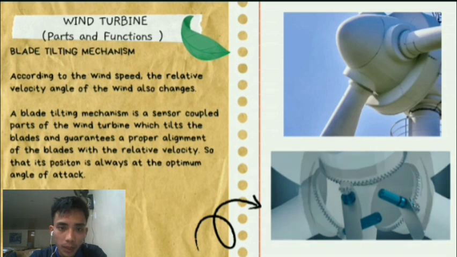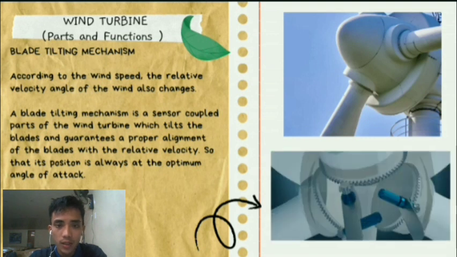So there are two main types of blade tilting mechanisms. So ano po kaya yung two types na yan? So here we come, number one, the fixed pitch blades po. So ano po ba yung fixed pitch blades? In this design, the blades are fixed at a certain angle and cannot change their pitch.